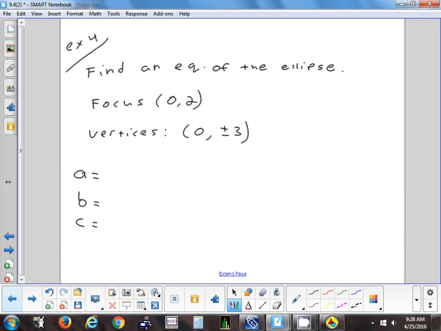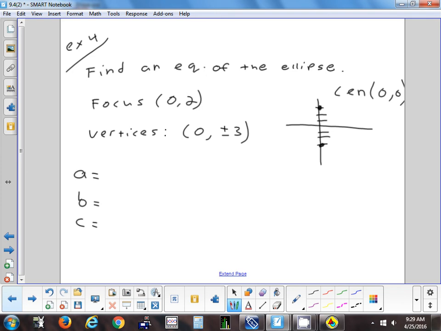Brian, what letter can the focus help me to figure out? C. Yep, C, the distance from the center to the focus. Now, technically they didn't give us the center, but think about your vertices. You have one at up 3, you have one down 3. The center has to be exactly halfway between them. So what does that mean the center has to be? 0, 0. Yep. So even though they didn't tell me that, the center is always right in between the vertices.